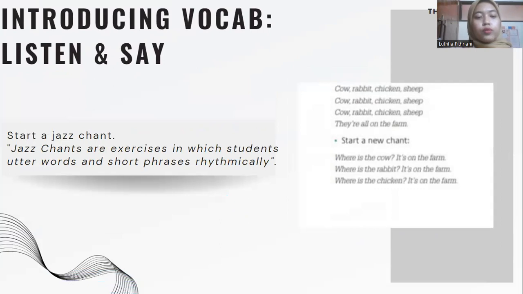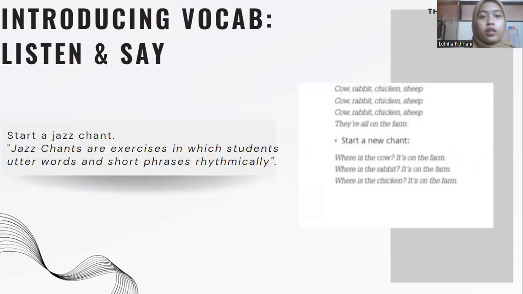After that, we can move to the next activity in listen and say, which is called jazz chant. So what is a jazz chant? Jazz chants are exercises in which students utter words and short phrases rhythmically. And this is an example of a jazz chant. So that is about listen and say.